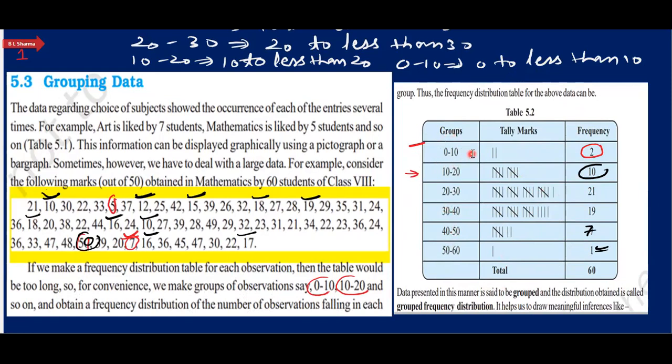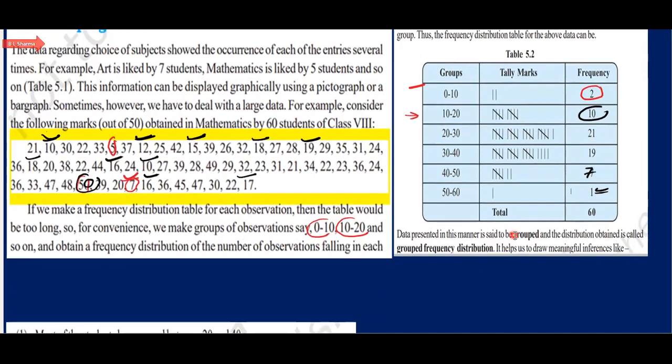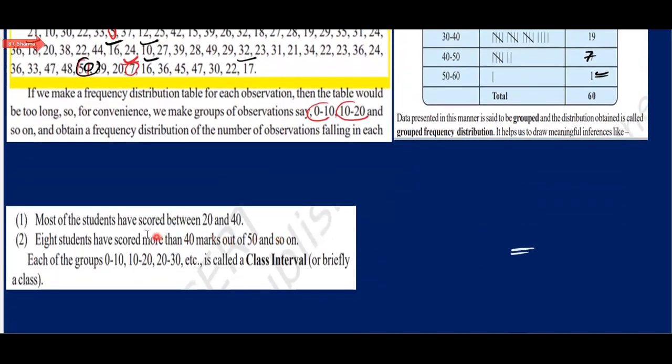ये ग्रुप में हमने इसमें कन्वर्ट कर दिया. देखिए इंडिविजुअल हमने कोई मार्क्स हमने नहीं लिए. 0 to less than 10, 10 to less than 20, 20 to less than 30, 30 to less than 40 marks, 40 to less than 50 marks, and 50 to less than 60 marks. There are 2 students, 10 students, 21 students, 19 students, 7 students, and 1 student. Total 60 students. Right? And now we have to answer some questions.